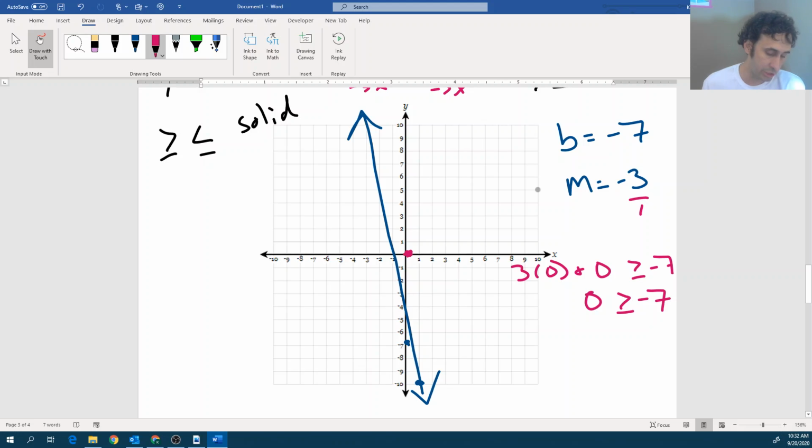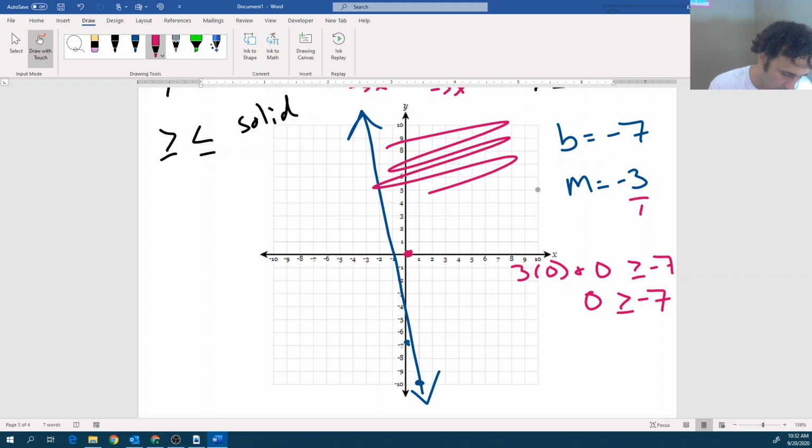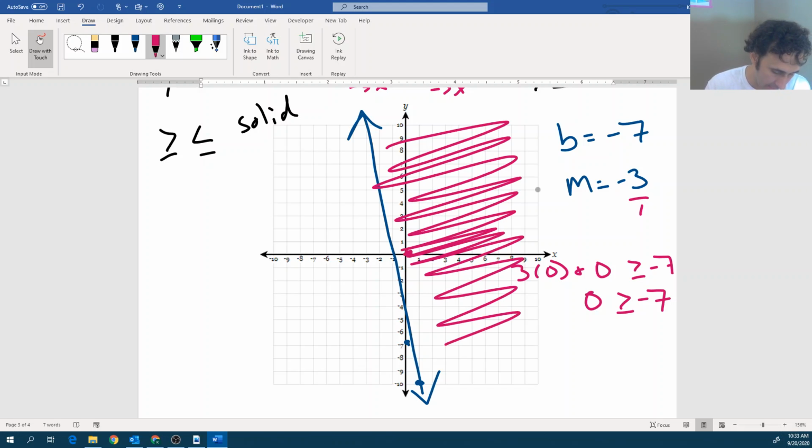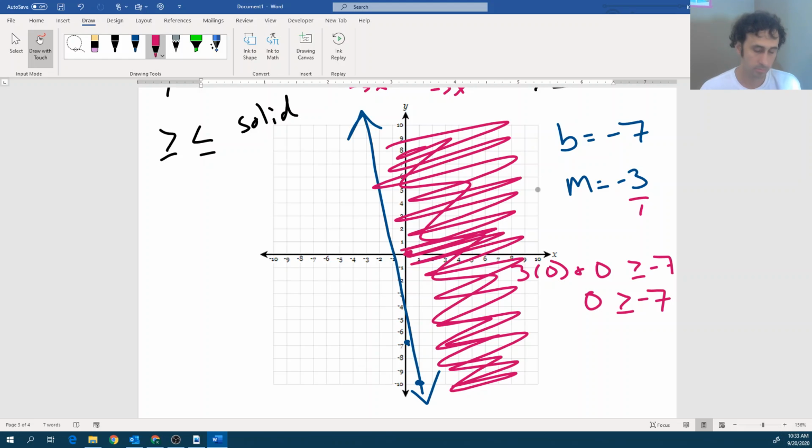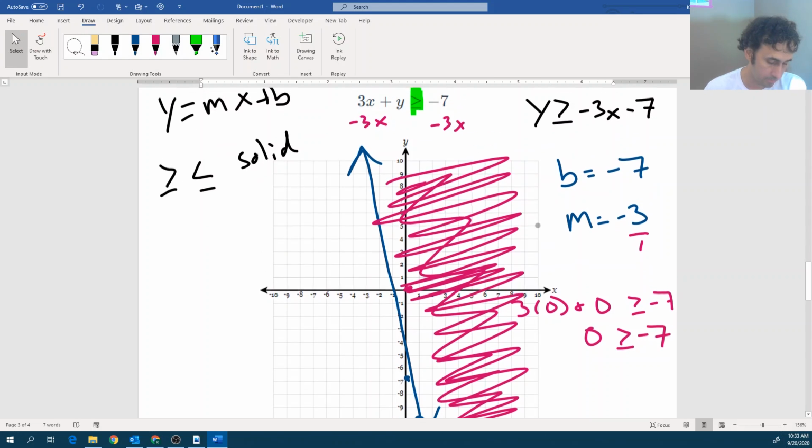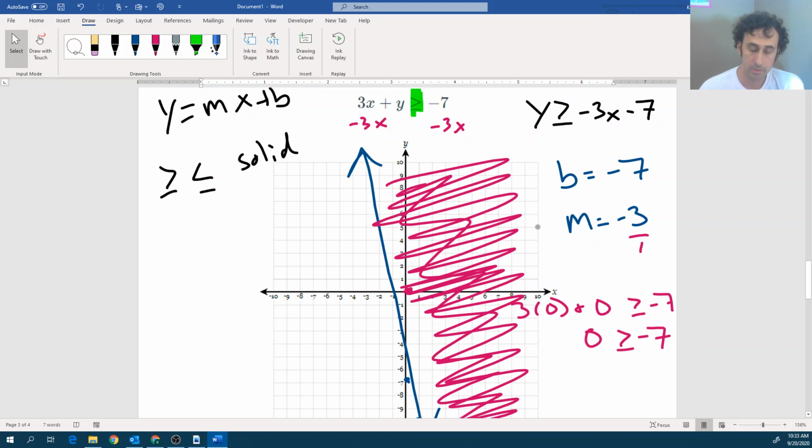So now when I shade, I want to shade the side of that line that has 0, 0. So I'll shade the right side of that graph. So again, we put it in slope-intercept form. We found the y-intercept and the slope. We plotted those dots. We determined if it was a solid or dotted line. And then we shaded the appropriate side.